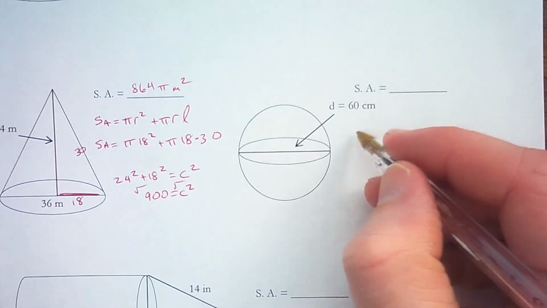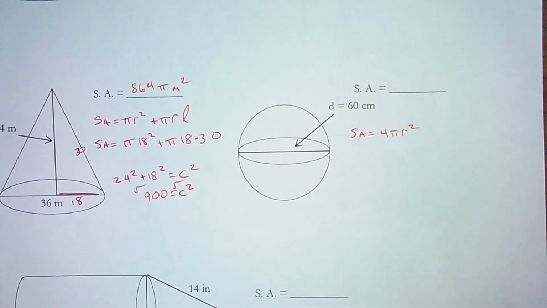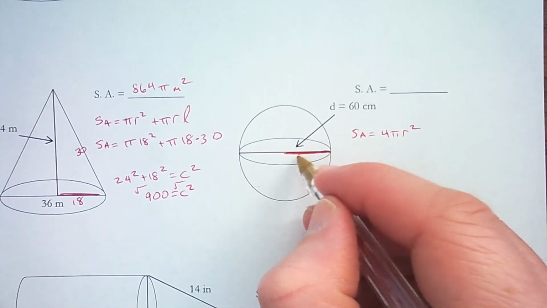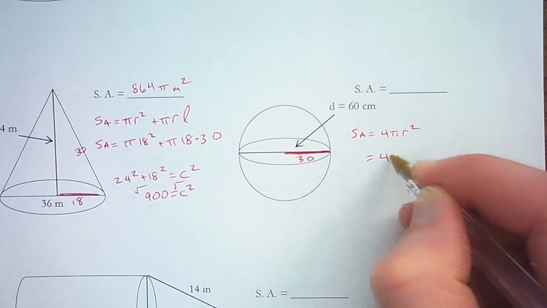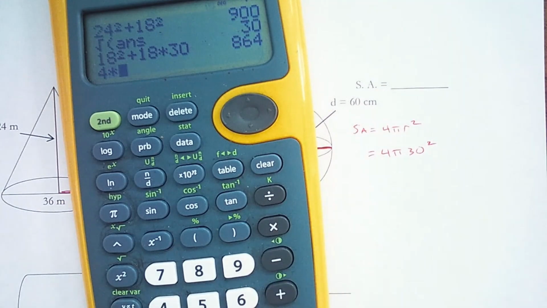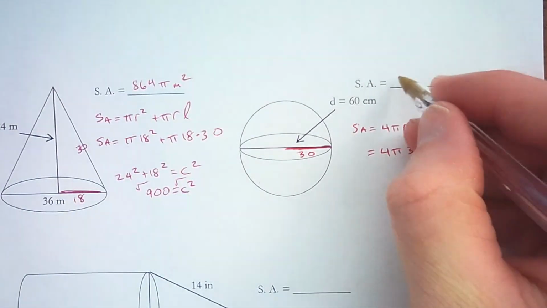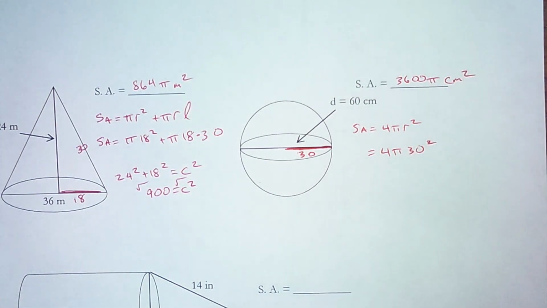Next up we have a sphere, and for a sphere, surface area is 4 pi r squared. The radius here is 1/2 the diameter, so the radius is 30 centimeters. So 4 pi 30 squared. 4 times 30 squared is 3,600. So we have 3,600 pi centimeters squared.